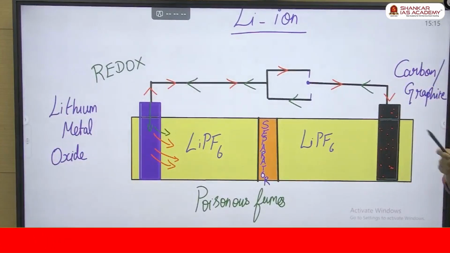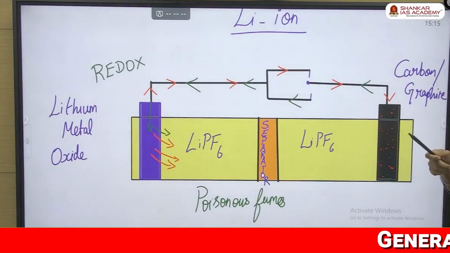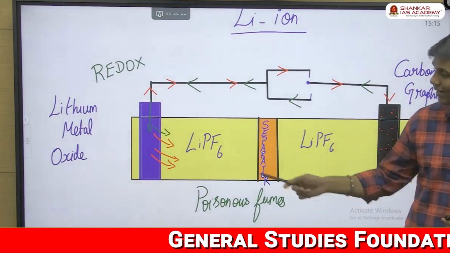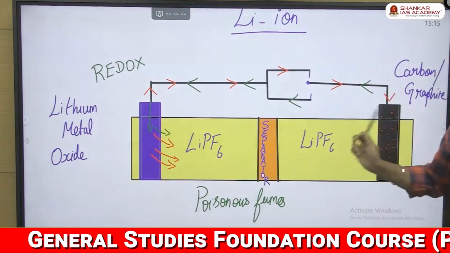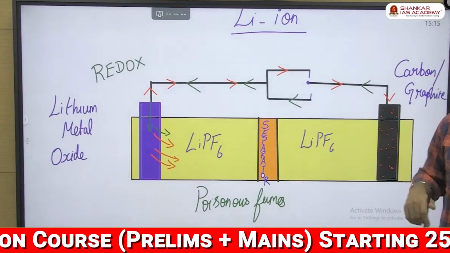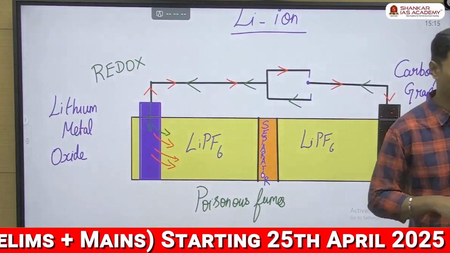Clear? So the problem in the lithium ion battery is not related to the anode or cathode. It's actually related to the electrolytic solution, which causes poisonous fumes, and that causes the swelling. Is it clear? Can we go to the next one? You can copy this first. Oxidation plus reduction reaction.